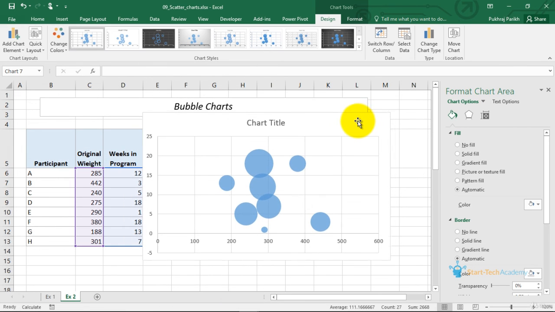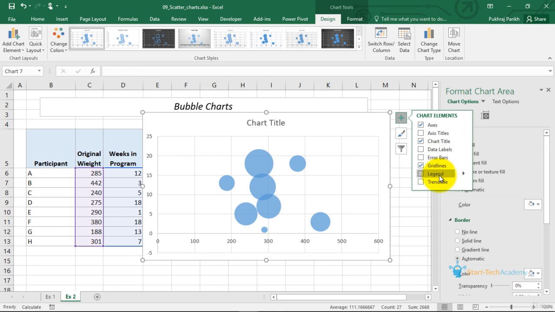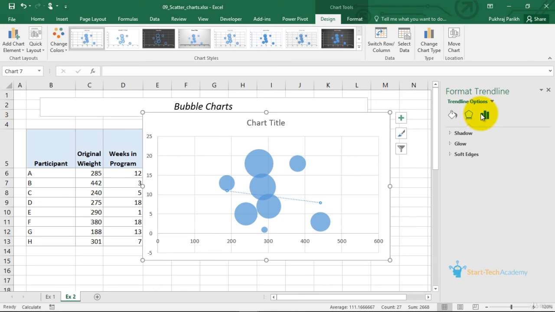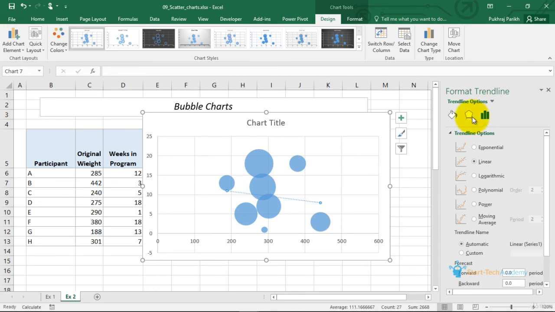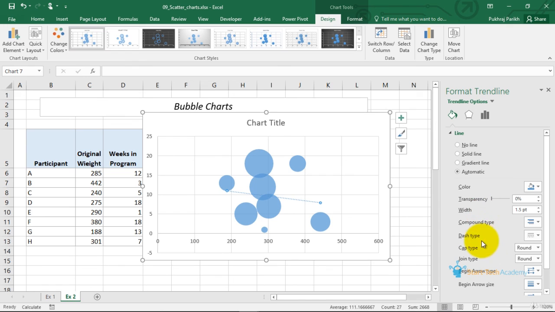So just like scatter plots, you can use bubble charts to identify trends and create trend lines. Once you have created the trend line, you can format the trend line also. You can change its color, width, etc. So scatter plots and bubble charts are basically used to identify a relationship between 2 or 3 variables, and this is how we create them.